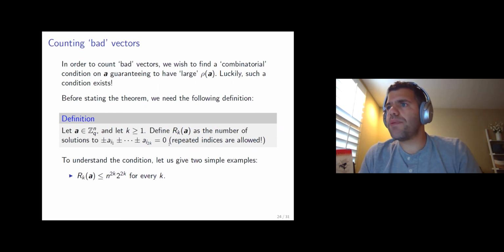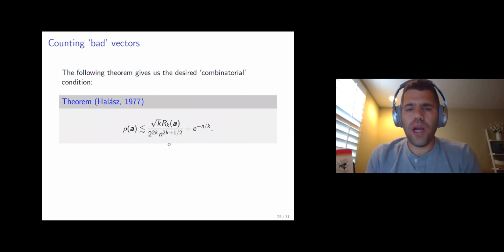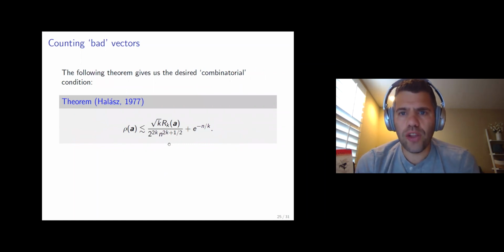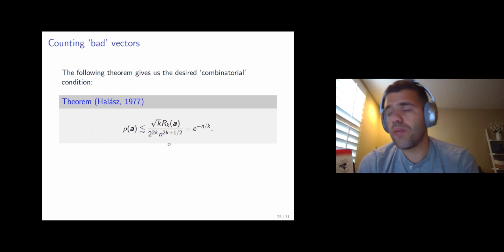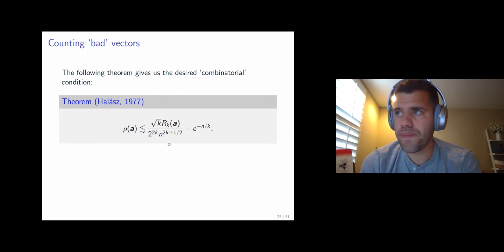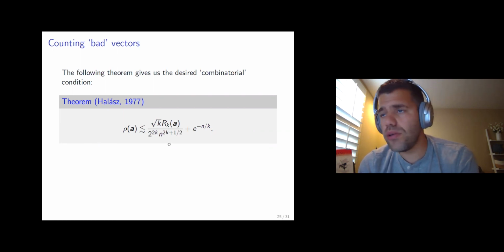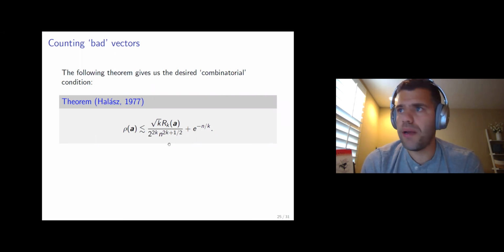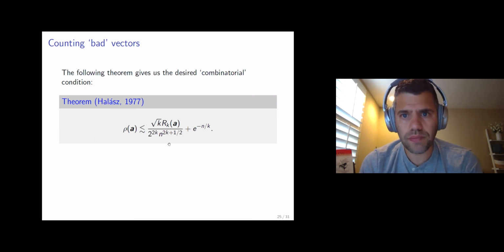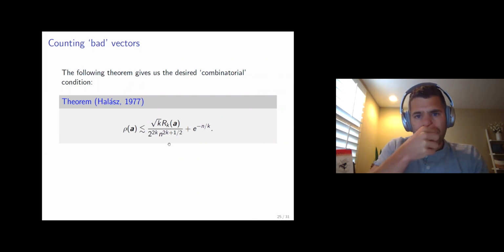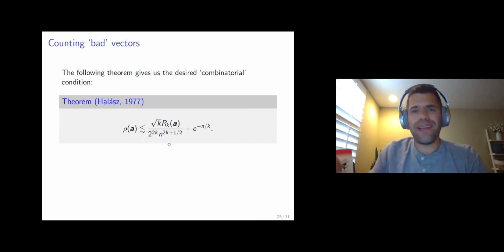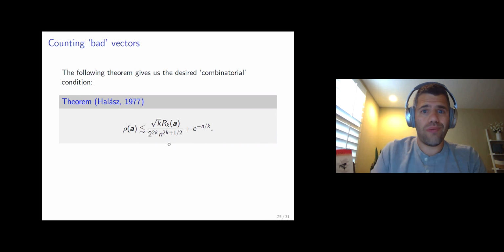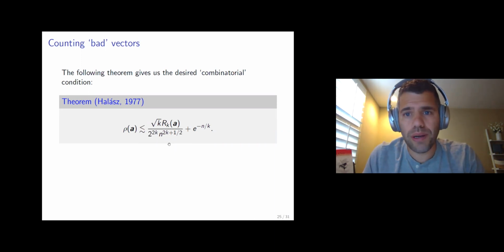Let me skip ahead to understand the condition. Halász's inequality asserts that the atom probability of A is upper bounded by some expression which depends on this R_k(A). So if we know the number of such solutions, we can upper bound the atom probability by something depending on R_k(A). This is Halász's inequality. Now it's natural to ask: how many vectors do we have with R_k(A) which is not that large, or which is large? You can try to play with this parameter.